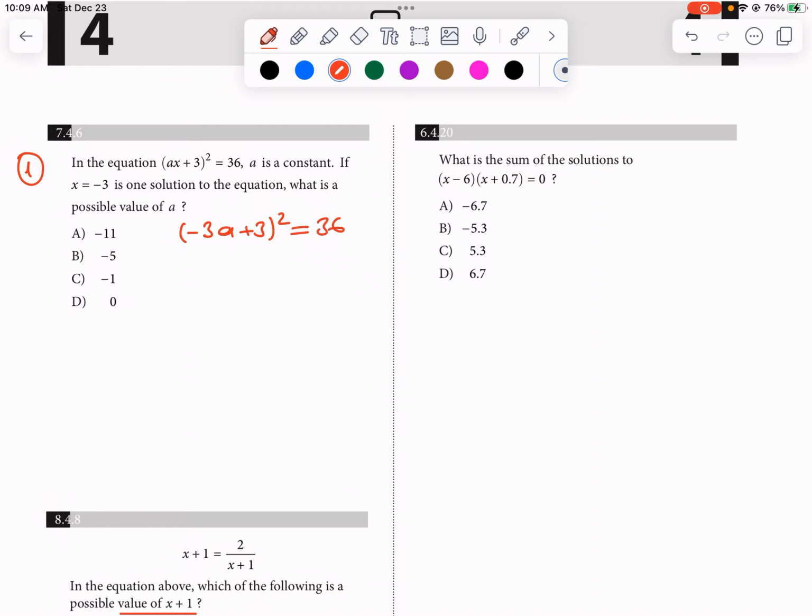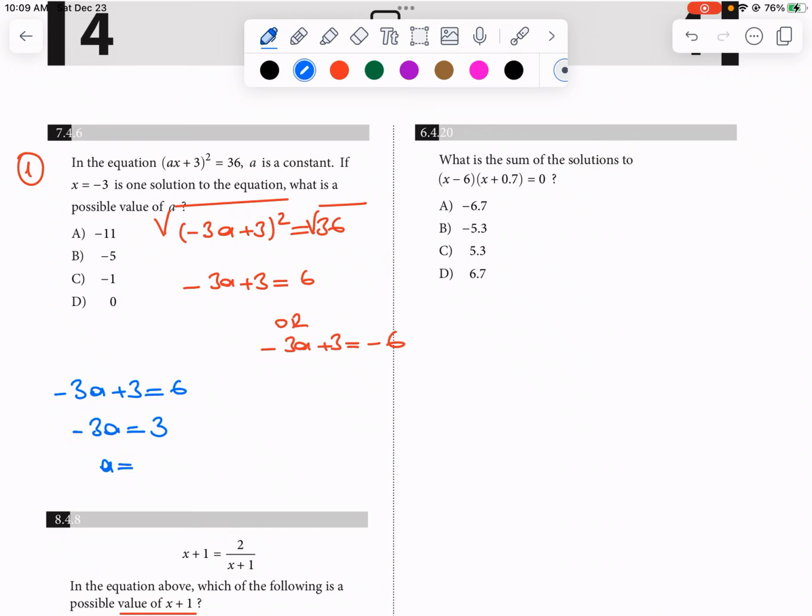Then we can take the square root of both sides. -3a + 3 = 6, or -3a + 3 = -6. So let us find the solutions, guys, for these two possible equations. If -3a + 3 = 6, then -3a is equal to 6 minus 3, and a is going to be equal to -1.